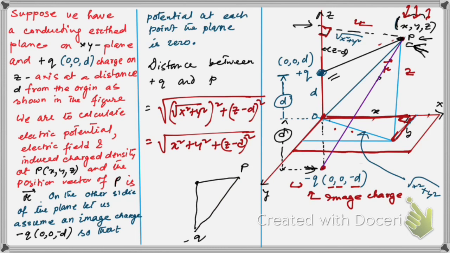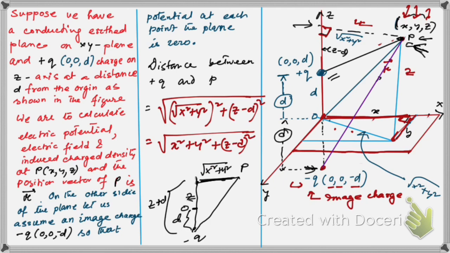So here you see, the origin must be lying between this point and minus Q. So this distance is d, and from the origin to this point, this length is z. This length is z, right? So therefore this side will be z plus d, and this is already known, that is root over x square plus y square, right?